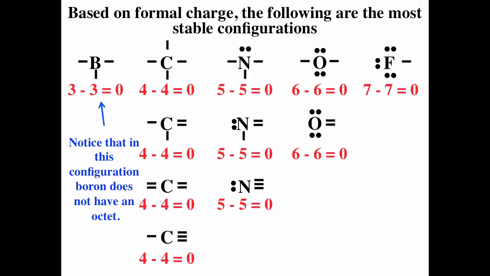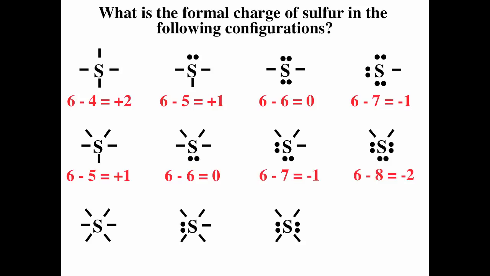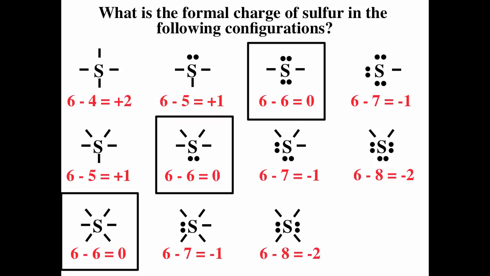Now if we look at sulfur, which is a row down, elements in the 3rd row and lower can actually have more than 8 valence electrons. And so sulfur can have more than 8 valence electrons. Now if we determine the formal charges, it's kind of interesting. We see that here's 3 environments with formal charges of 0. And so that means this is going to be a stable configuration for sulfur. And again, remember, 3rd row and lower, you can have more than 8 valence electrons. And so this is another exception to the octet rule.